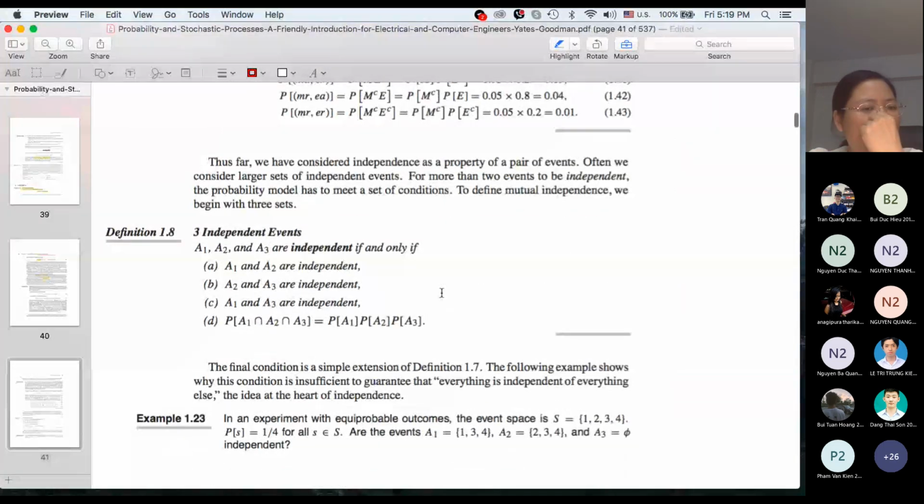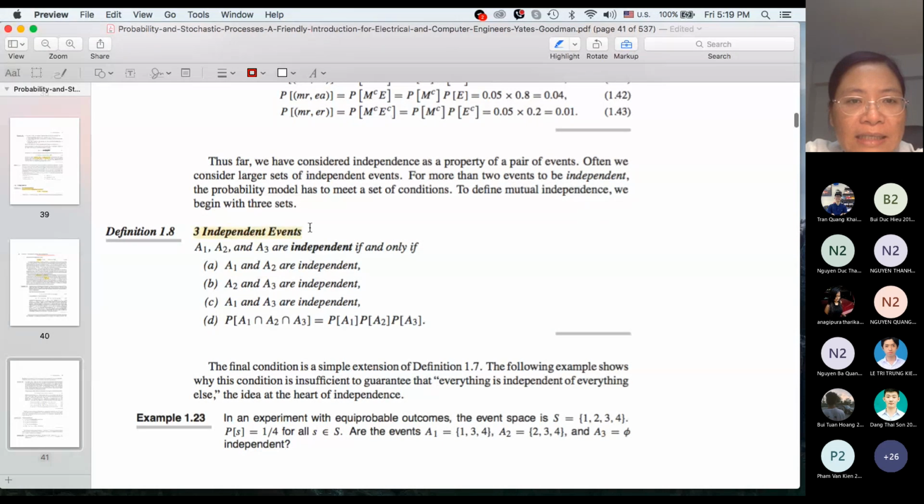Now I would like to tell you about the 3 independent events. A1, A2, and A3 are independent if and only if A1, A2 are independent. A1, A2 is a 2 event independent. We have a definition previously in Definition 1.7. So we use that definition to show that A1 and A2 are independent.